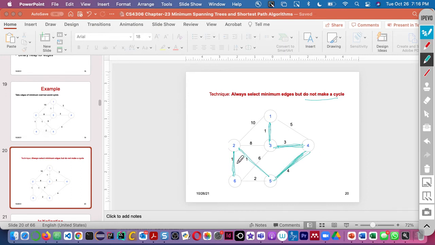So the cost is 1 plus 1, 2 plus 4, 6 plus 4, 10. Either you use Prim's algorithm or Kruskal's algorithm, it will give you the same minimum weight, but the complexity may be different. Does anyone have a question?